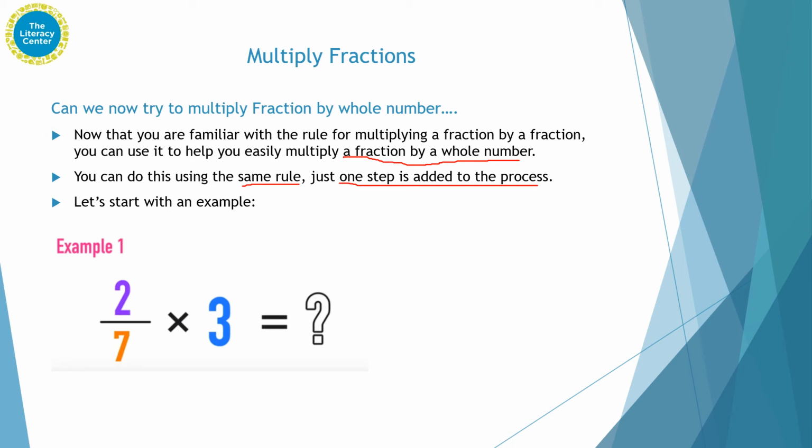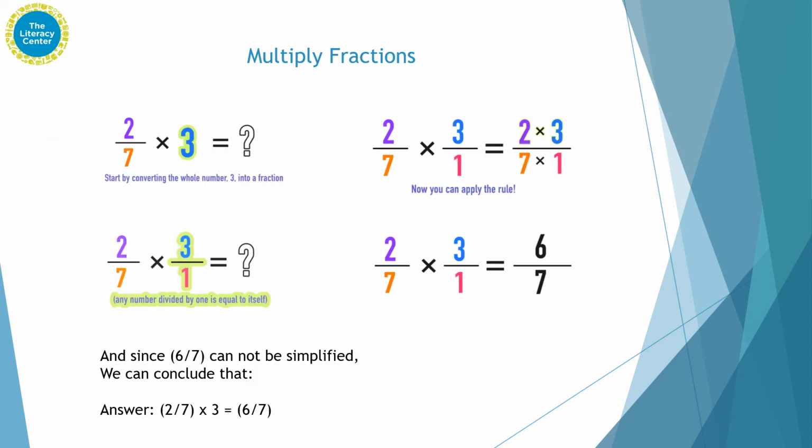What if I ask you to multiply 2 by 7 into 3? So here 2 by 7 is a fraction and 3 is a whole number, right? So how are we going to do it? First, you need to start by converting the whole number 3 into a fraction. Any number divided by 1 is equal to itself. So you can write that whole number in a fraction form like this, 3 by 1.